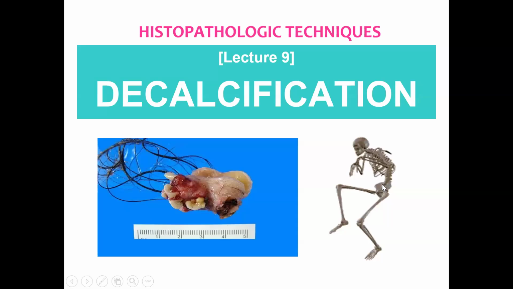Good day, class. For our next lecture, this is all about decalcification. Decalcification is basically the second step of your histopathologic techniques, starting with fixation, then decalcification. Then you have dehydration, clearing, impregnation, embedding, trimming, sectioning, staining, mounting, and lastly labeling. So let's start with decalcification.